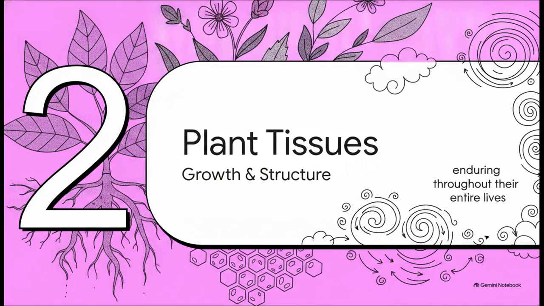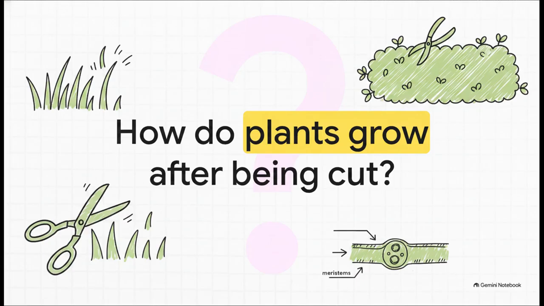Moving right along to Section 2, plant tissues, growth, and structure. Now, how do plants tackle this division of labor compared to us? Well, keep in mind, plants are literally anchored to the ground. They have to stay in one place, endure whatever weather comes their way, and just keep growing their entire lives. Have you ever actually wondered why grass keeps growing back no matter how often you mow it? Or why trimming a garden hedge actually makes it bushier? It feels completely counterintuitive, right? You chop off the growing tip, and yet the plant is like, no problem, and pushes out brand new growth.